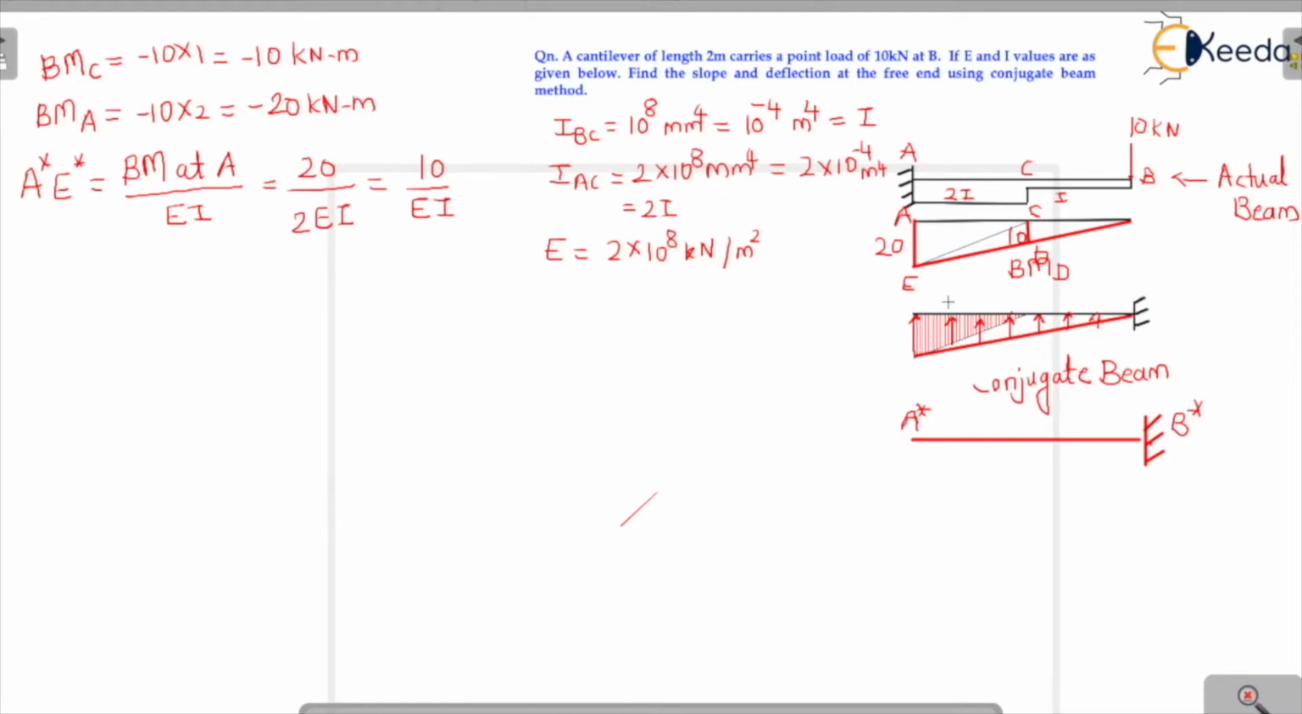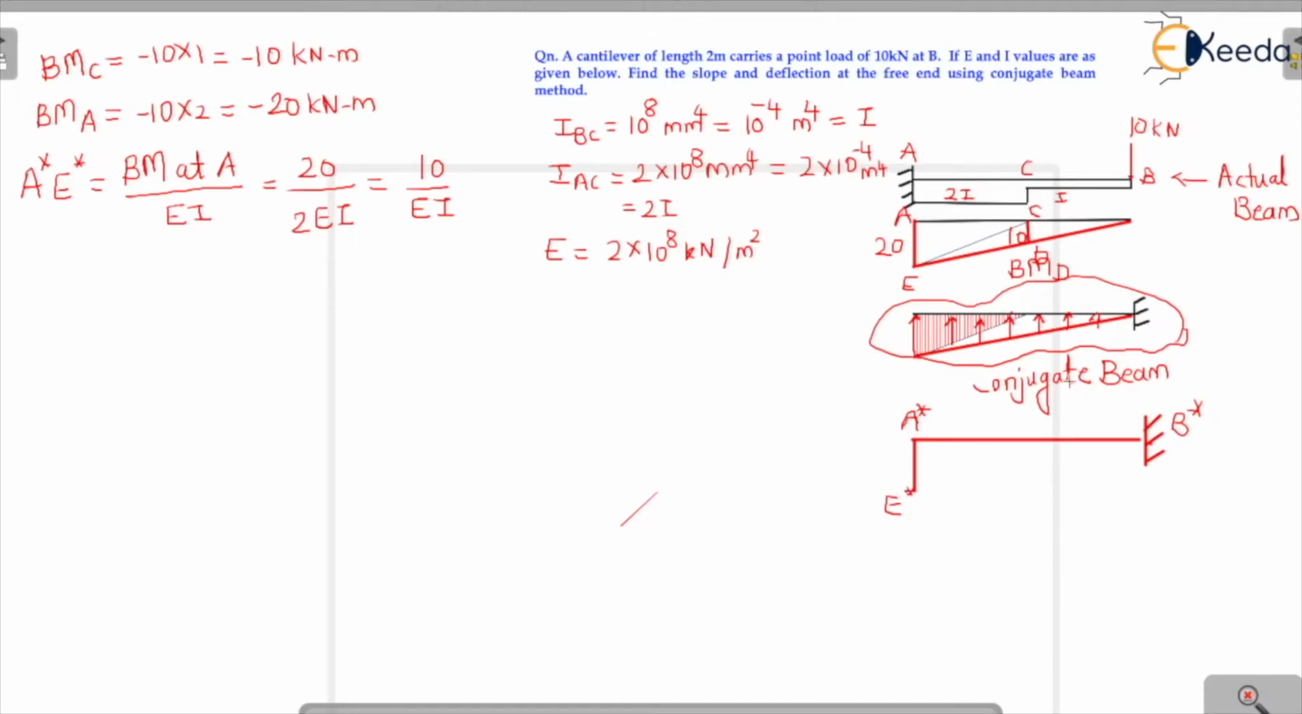Okay. Now let us see. So this is going to become our ordinate A star E star. So this is our ordinate. So for the actual bending moment, you can simply ignore this part. This is without application of the flexural rigidity. We have not applied it here, so I have simply copied the diagram over here. But the actual diagram will be like this. So when this is 20, now I have got this ordinate as 10 by EI.